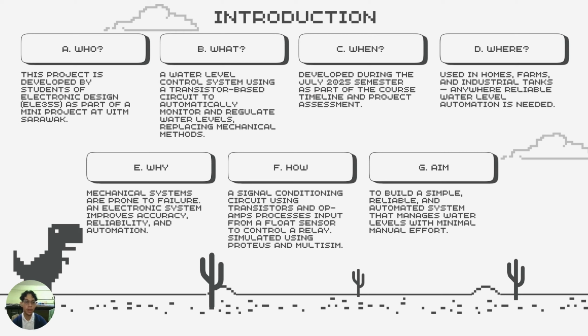Now, where can we use this system? It's suitable for home, farms, and industrial water tanks. Basically, anywhere that need reliable water level automation. Why do we need this kind of system? It is because mechanical systems are prone to failure. By using an electronic approach, we can improve accuracy, reliability, and ensure the system works automatically without constant human monitoring.